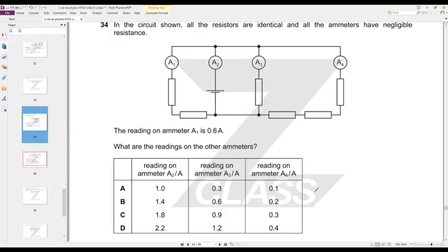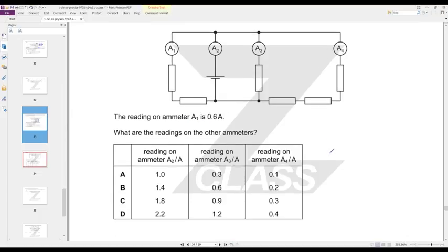Okay, we have a circuit. We have identical resistors, and we now have negligible ammeter resistances. We have A1 at 0.6 amps. Our battery's in the middle down here. What are the readings on the other ammeters? There we go. That's interesting.